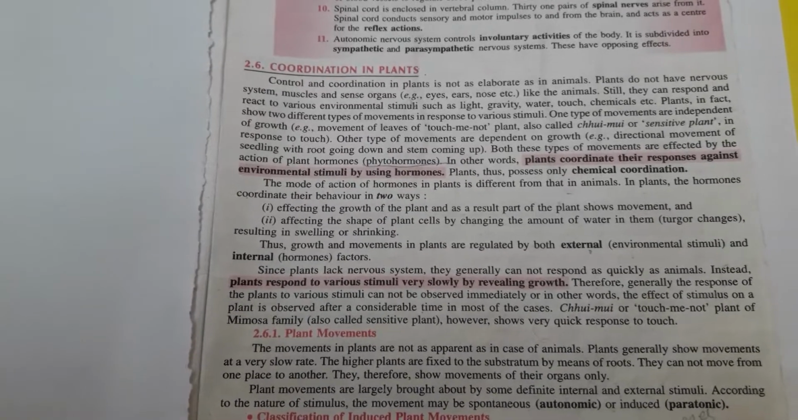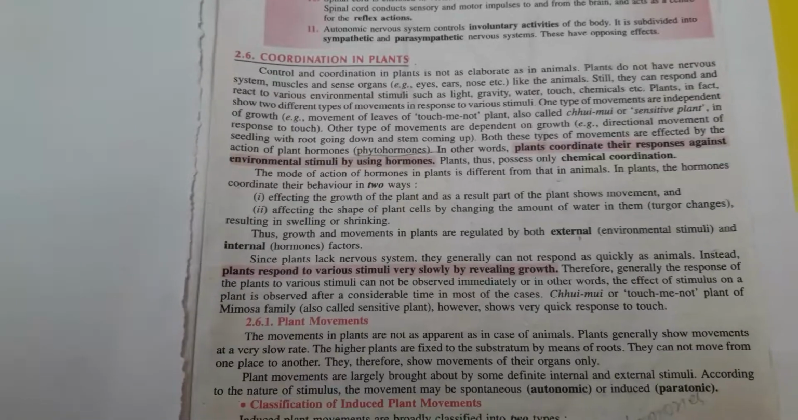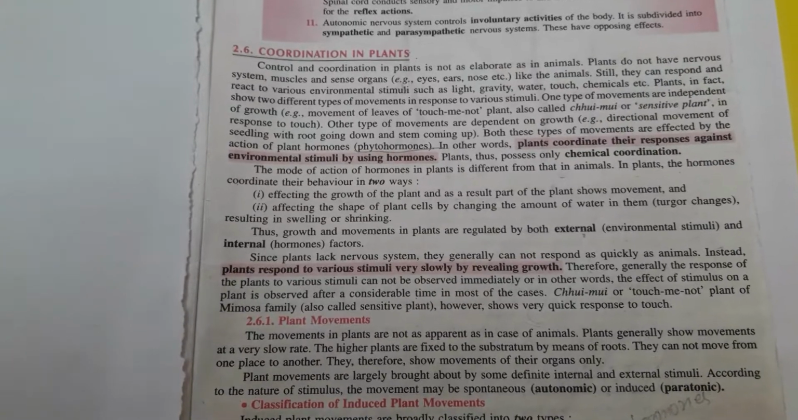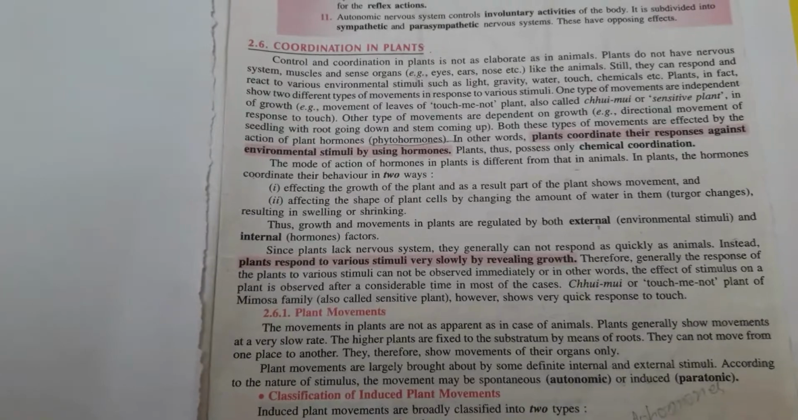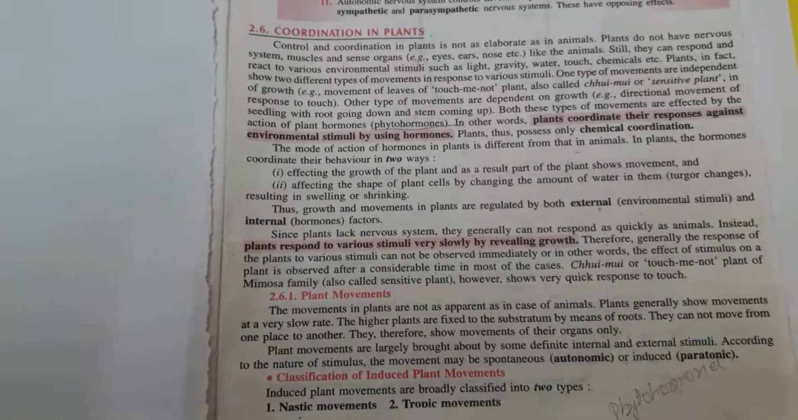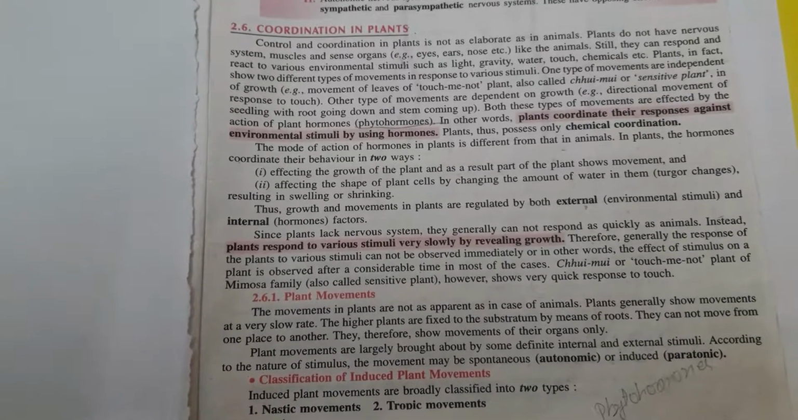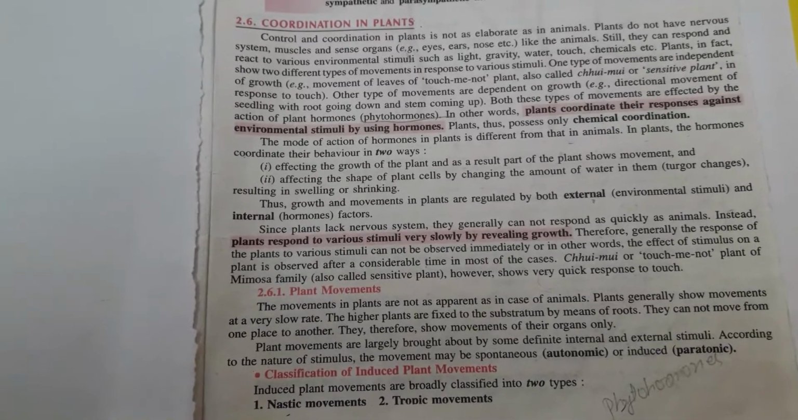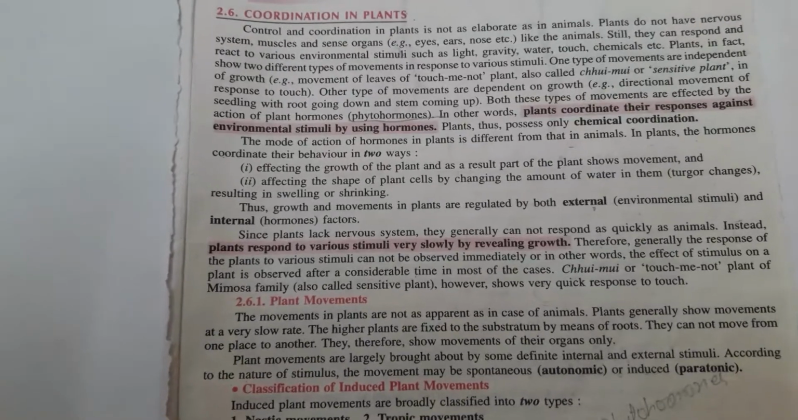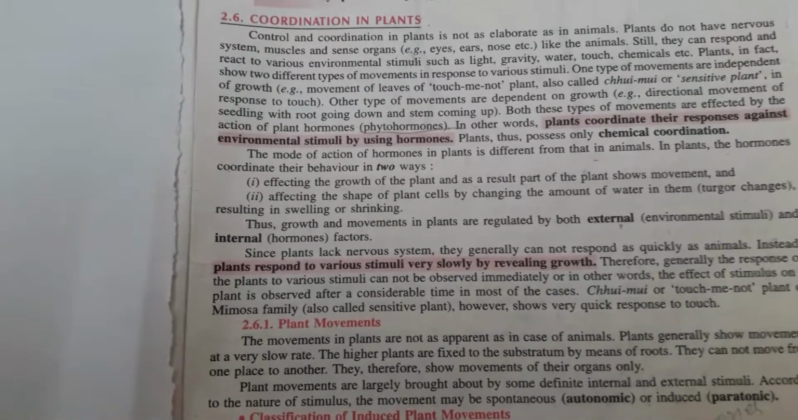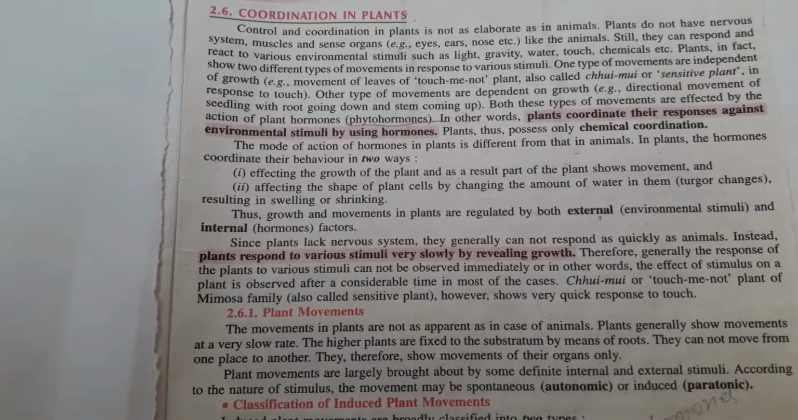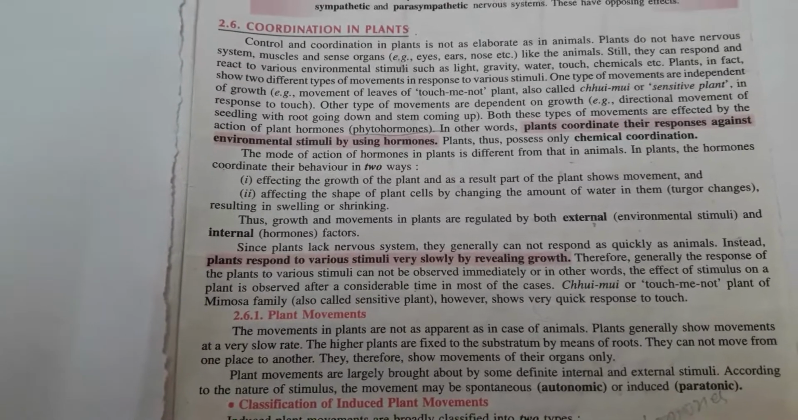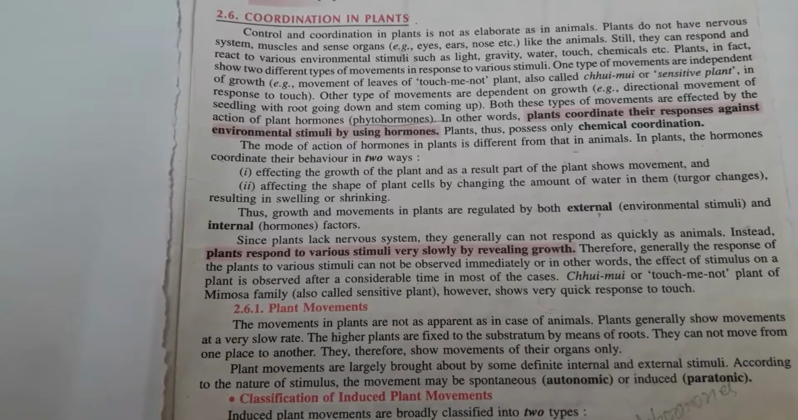One type of movement depends on growth, in which the plant is capable of growing in response to a stimulus. In the other type, they do not show growth, and they stay in their places according to their environment. On the basis of these two types of movements, plants coordinate their responses against environmental stimuli using their hormones.